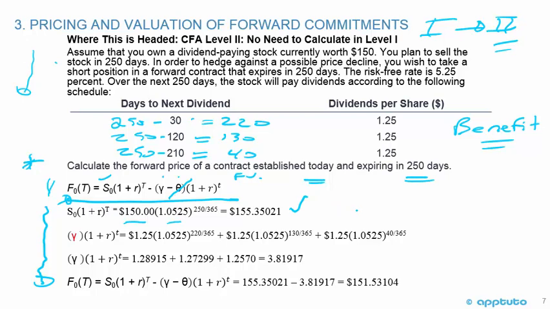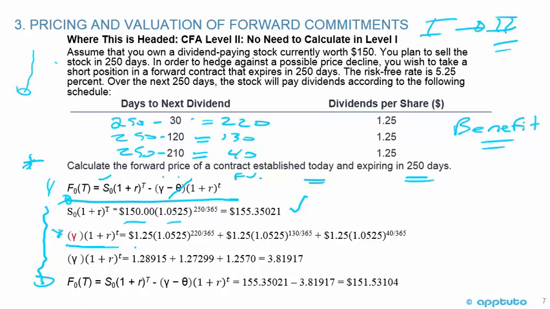And so we get that part of the equation to be $150.35021. Now what we need to do is calculate the benefit. The benefit, the future value of the benefits, is denoted by this algebraic symbol.